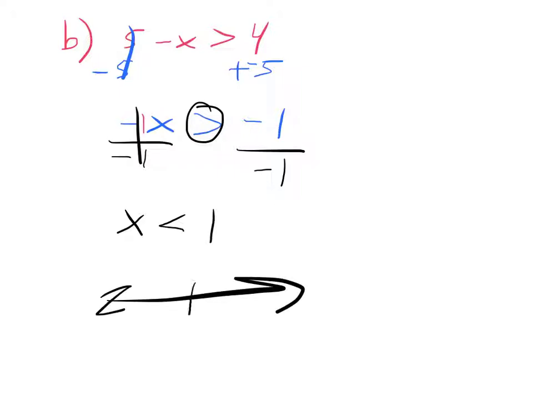We graph it, we have 1. Notice there's no equal sign, so it's open circle, and notice x is smaller than 1, and so open circle, graph to the left. Let's do one more example, and then you'll be able to do your work. C.